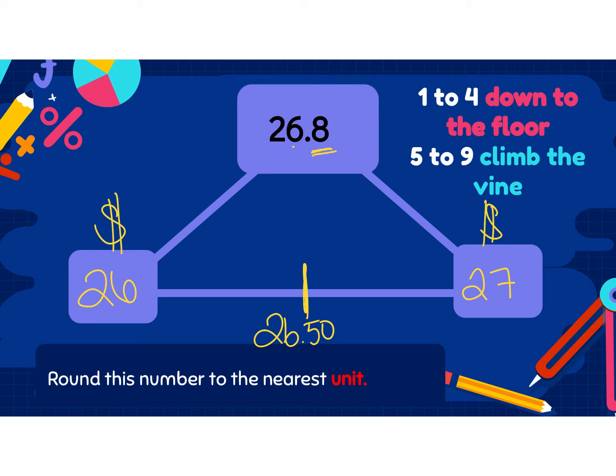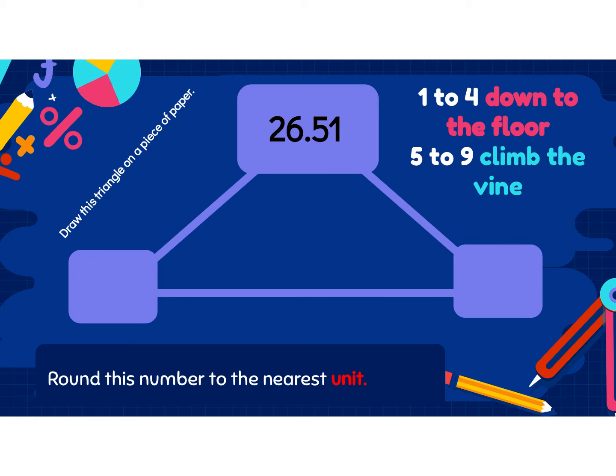Is 26.80 closer to 27 if we were to plot it, or closer to 26? So it would be sort of, this would probably be 26.75. So 26.80 would be around here. So our number in this case rounds up to 27.